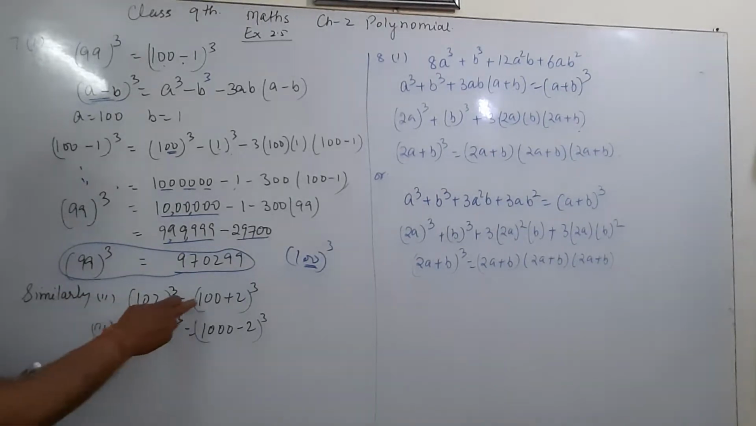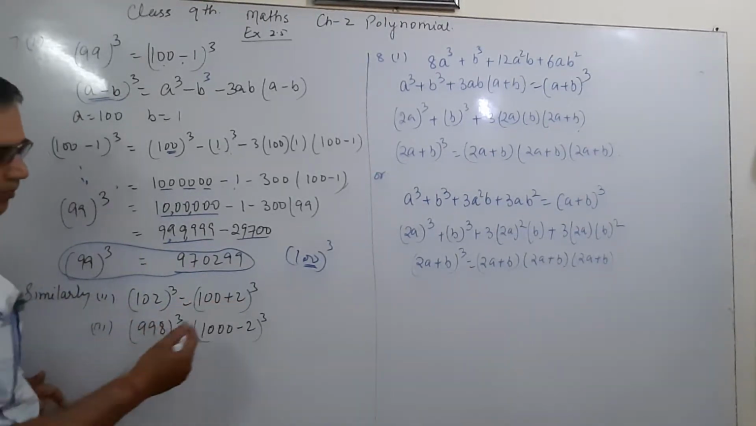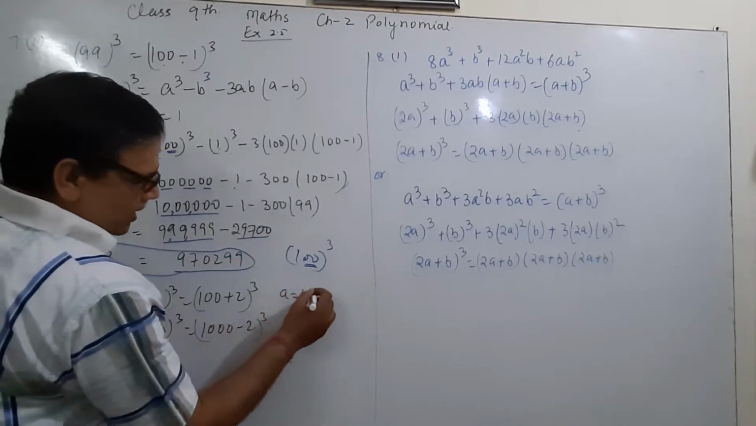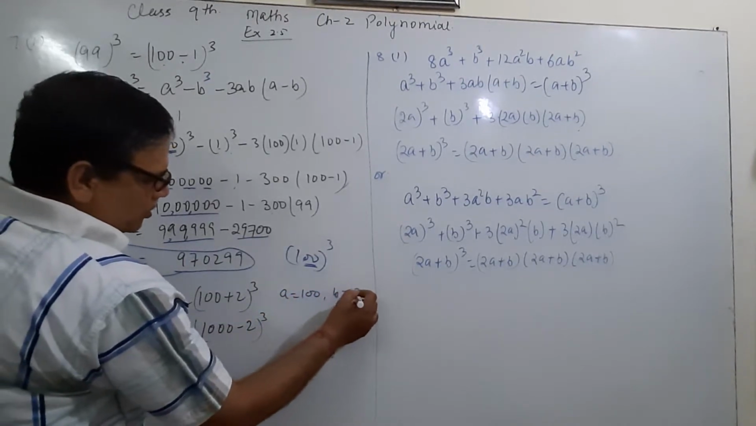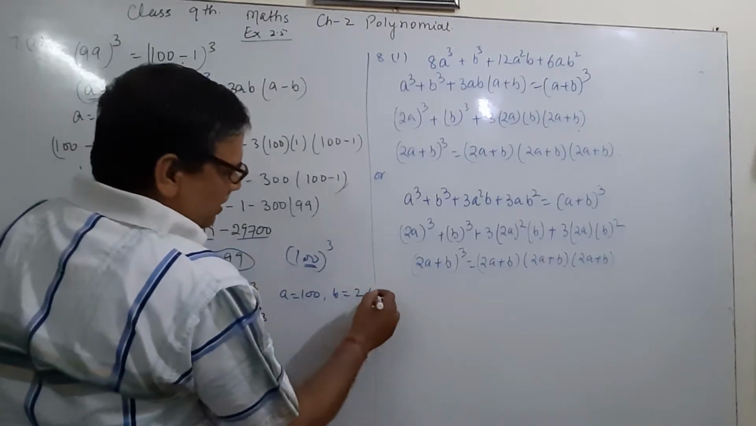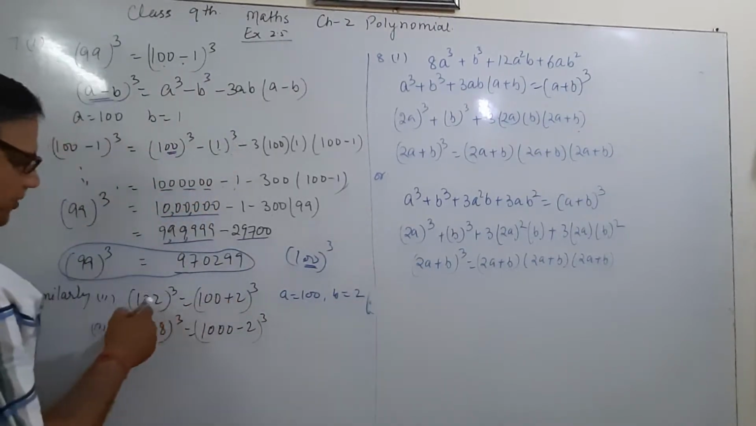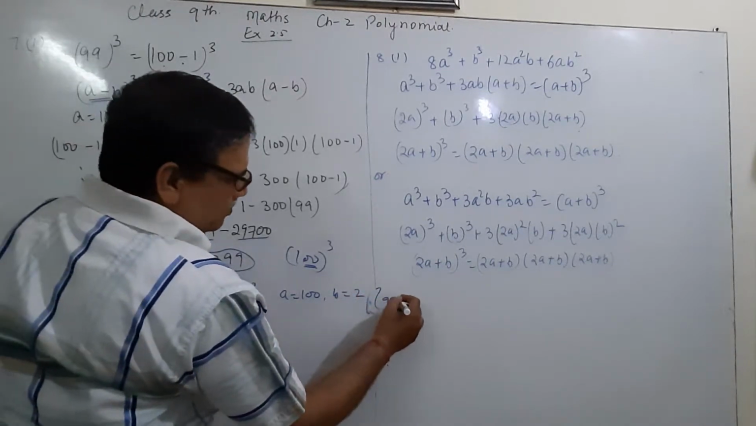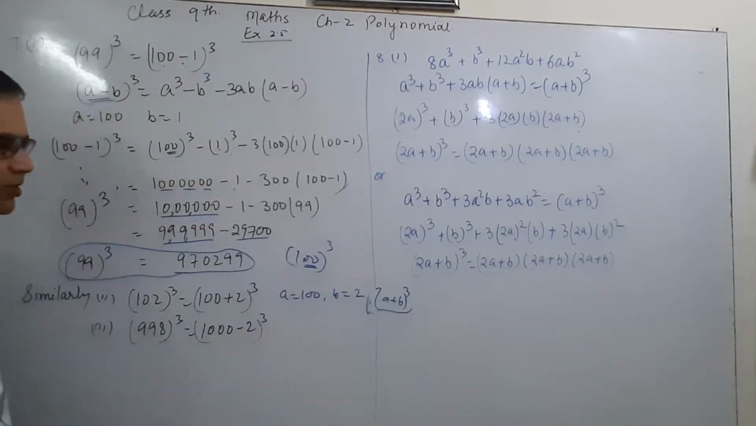Similarly, the next part is 102. We have to break it as 100 plus 2. That means A is equal to 100 and B is equal to 2. So we apply the A plus B whole cube identity. Which identity do we have to apply? A plus B whole cube, and check from the list.